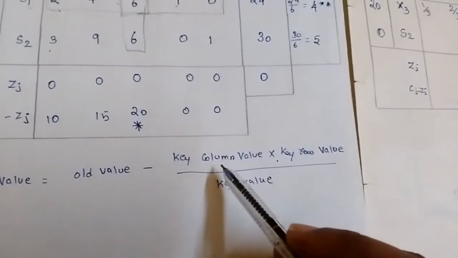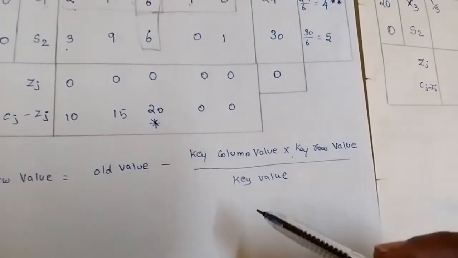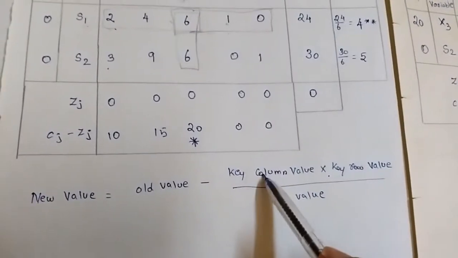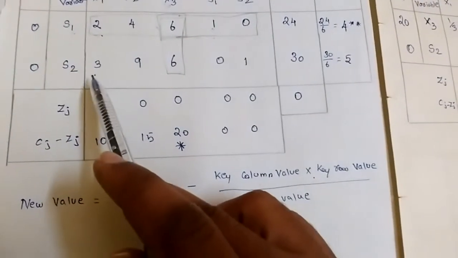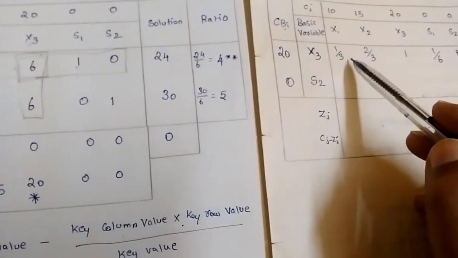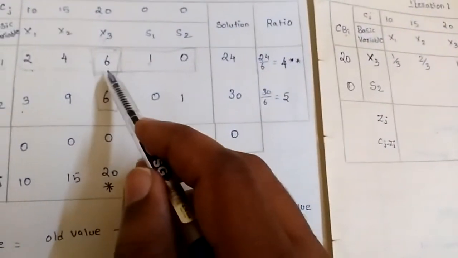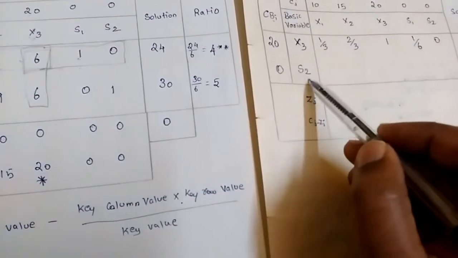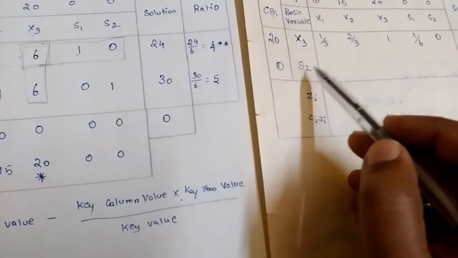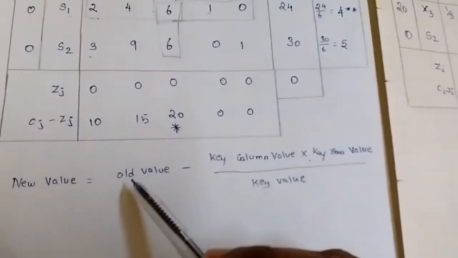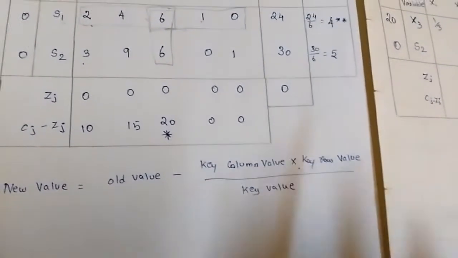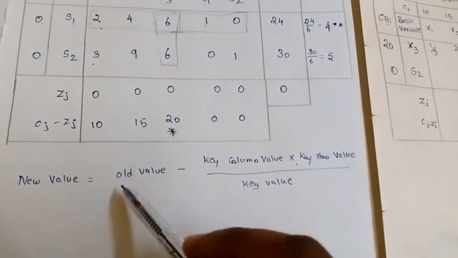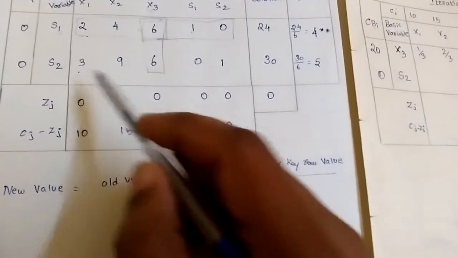In this formula, key column value and key value are constant. What is key column value? Which row we are going to do for new value? For this row we already did it. For this row the calculation is different. By the key element you divide all the values and form the new values, that is separate. For the row which does not have the entering variable, you need to calculate the new values by this formula only. Okay, now come to this place.